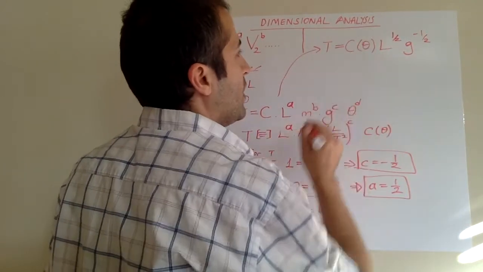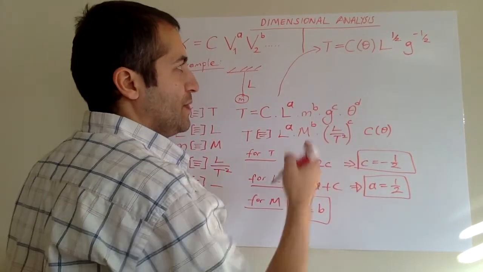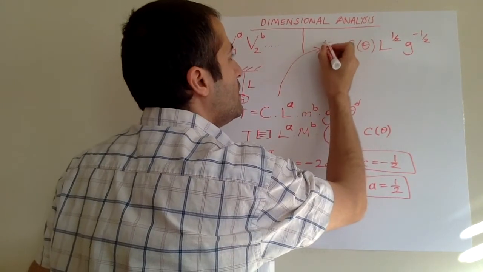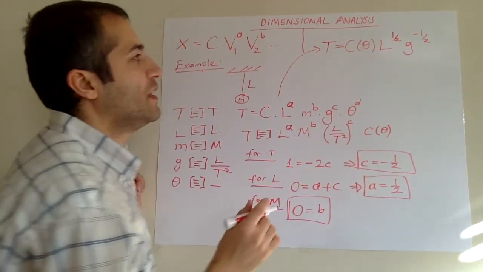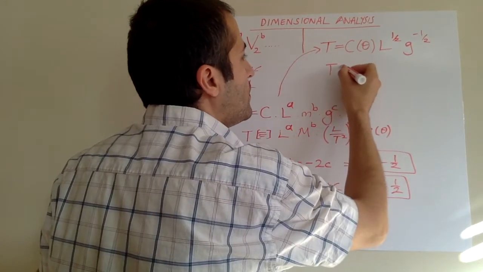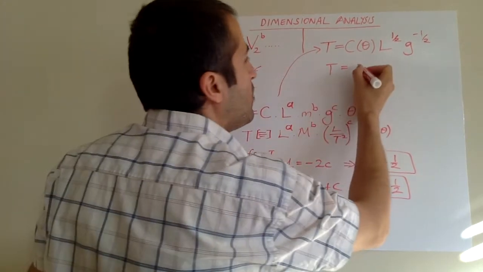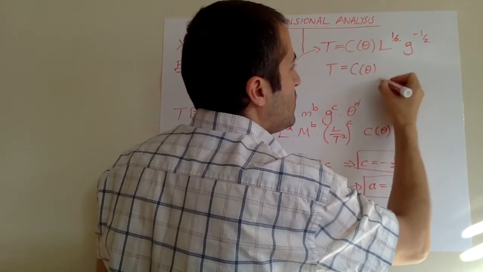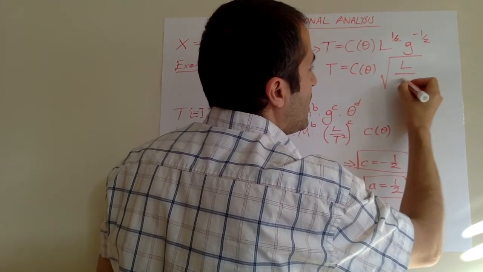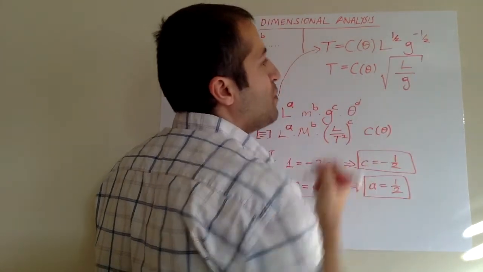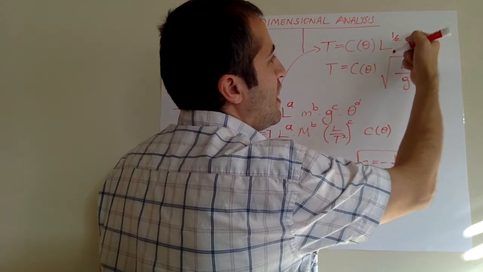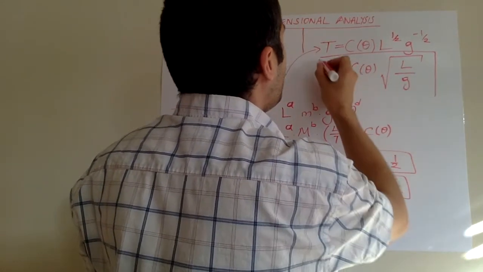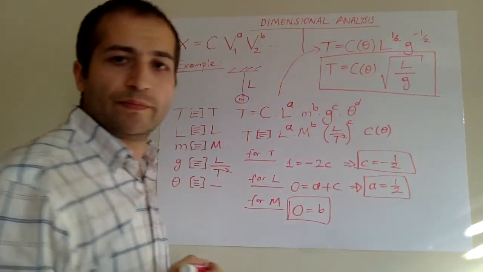Now we have this formula, and we have seen that this period has no mass dependency. That's something we obtained from only the dimensional analysis. And this formula I can simplify by writing this in square roots. So it's going to be the square root of L divided by g. It's a square root because these are half powers. g is in the denominator because it has a negative power. So this is the formula for the period of the pendulum.